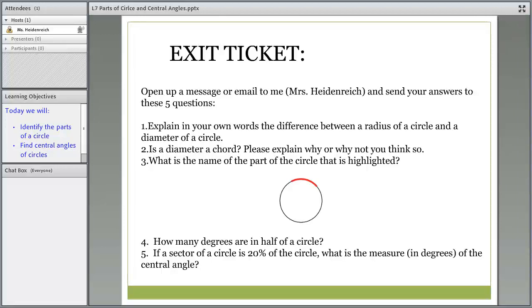And here is our exit ticket, or the quiz for the end of this session. Notice that number 3 has a picture with it. So please open up a message or an email to me, and then type your answers to these questions and send them to me, and you'll earn your points for this week's synchronous session.